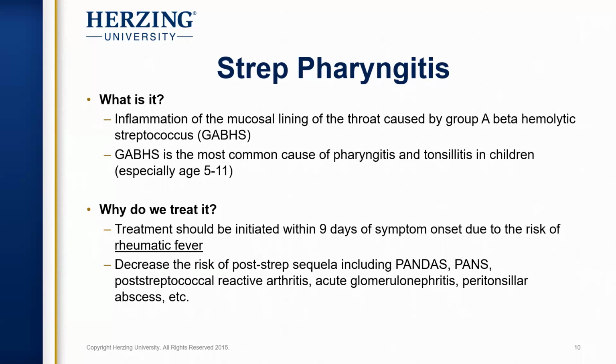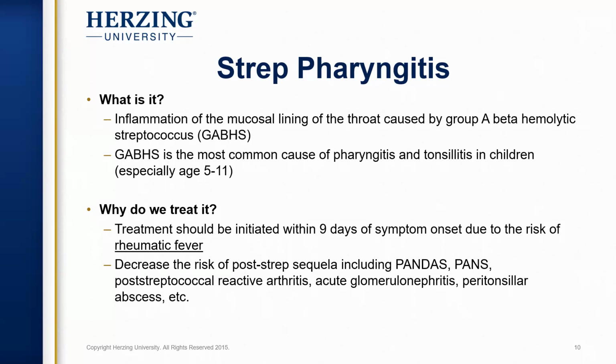So moving on, we'll talk about strep pharyngitis, strep throat. Everybody has probably had it at some point. We're all familiar with it. So it's inflammation of the mucosal lining of the throat caused by group A beta hemolytic strep. It is the most common cause of pharyngitis and tonsillitis in children, especially that school age group.